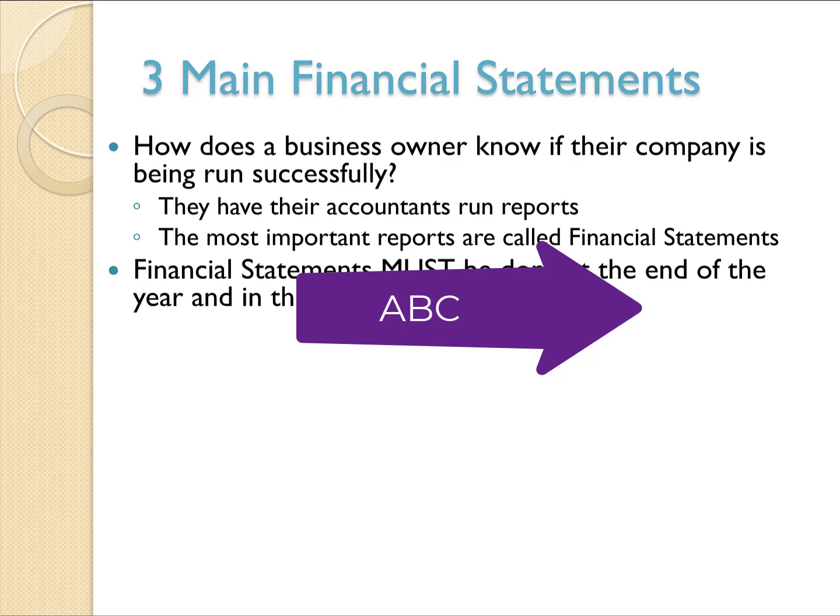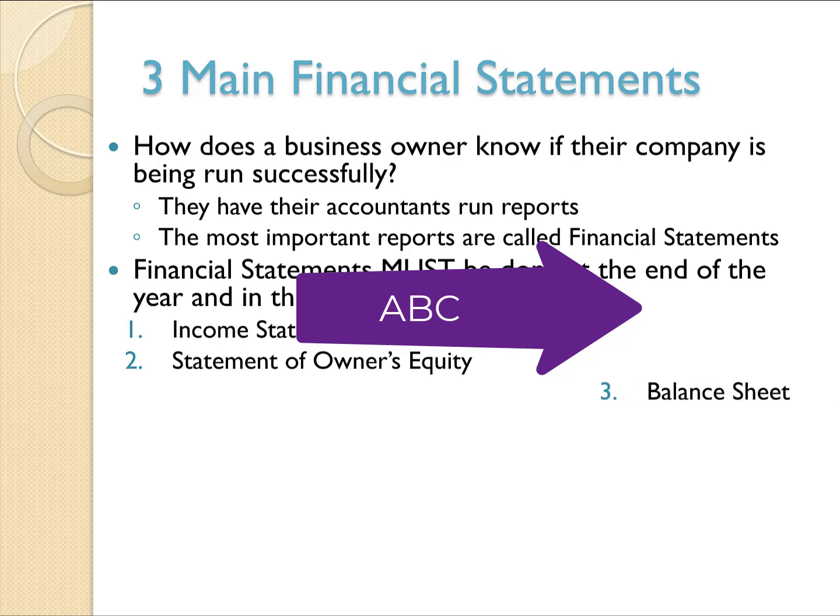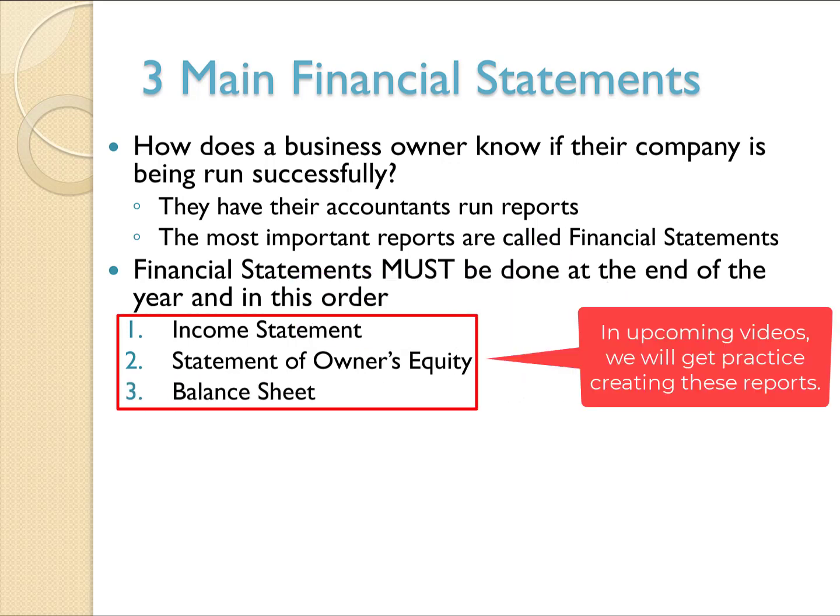The first one is the income statement, which shows if the company made a profit or a loss. The next one is the statement of owner's equity, which just shows you how the owner's equity has changed in the year, and you obviously want that to go up over the year. And then the third one is the balance sheet, which we've already talked about before. Now we'll get practice running these reports ourselves.